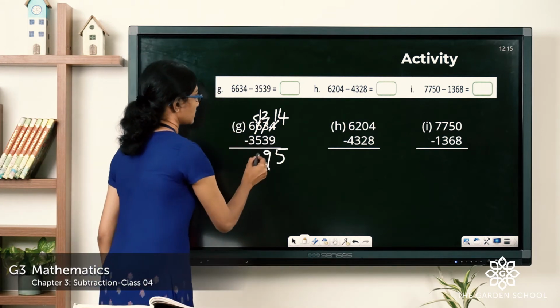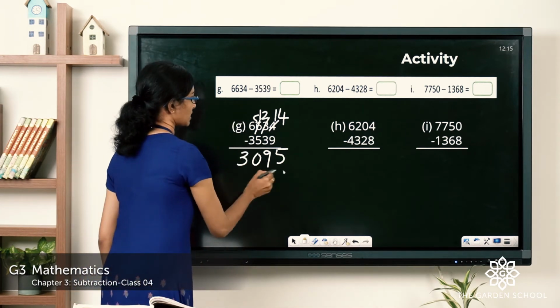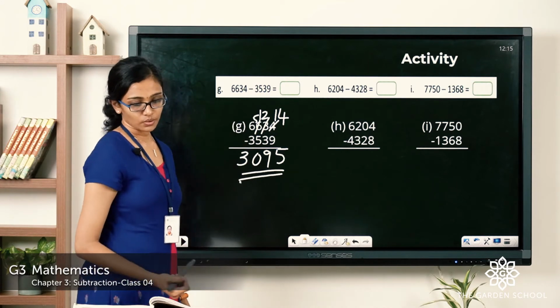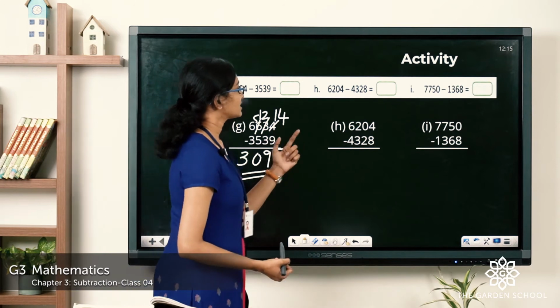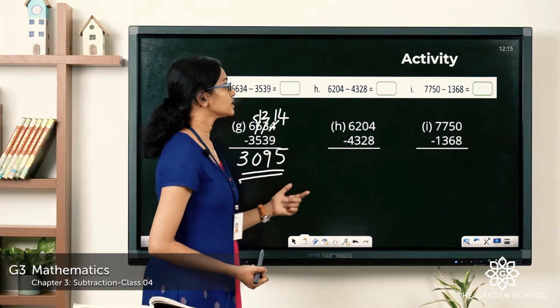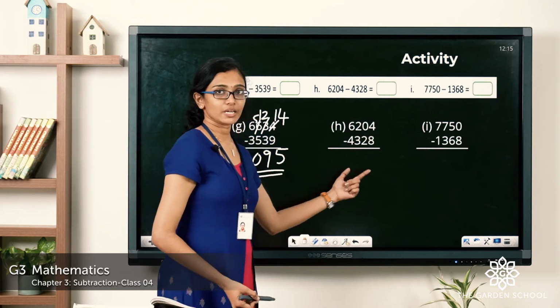5 minus 5, it is 0. 6 minus 3, it is 3. So what is the difference? That is 3095. Now let's move on to the next question. 6204 minus 4328. 4 minus 8. We cannot take away 8 from 4.